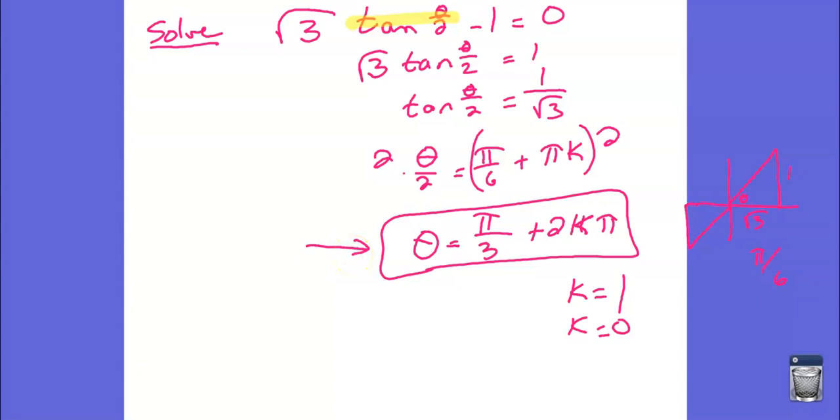And again, you can always check it. These are just equations, so you can take pi over 3 and plug it back into the equation up there. So literally take square root of 3 times tan of pi over 3 divided by 2, minus 1, and see if it equals 0. You can check it to make sure that it actually works.